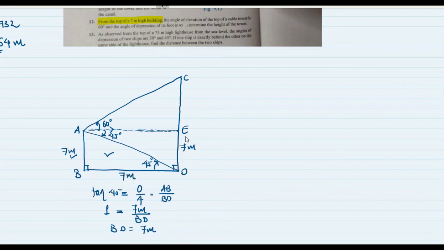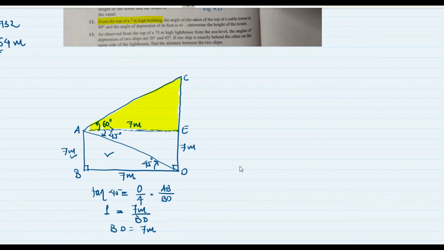Now we know that AEDB is a rectangle. I already talked about this earlier. So opposite sides of a rectangle are equal. So if this is 7 meters, AE would also be 7 meters. Correct? Now I'm going to take a triangle which does not actually exist between these two towers. It's hypothetical. No triangle exists, but this triangle I'm going to consider, the triangle I just highlighted.